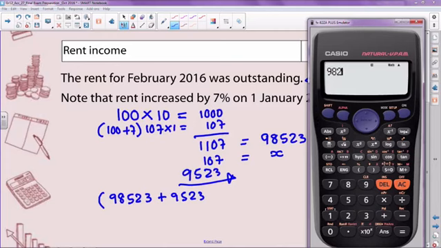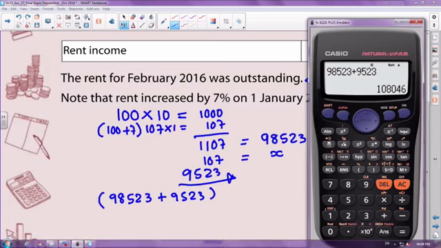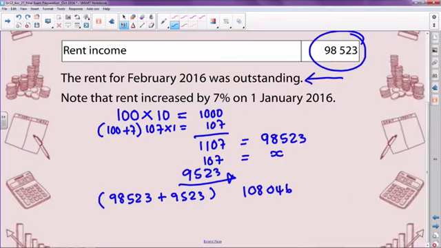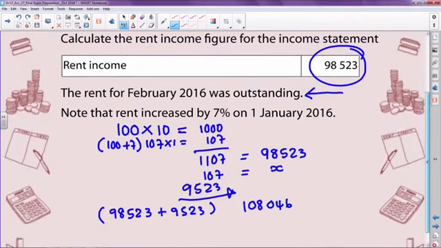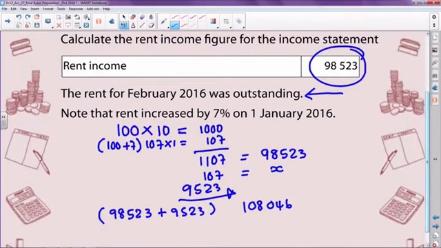98,523. Those figures are not right. 98,523 plus 9523, and that is equal to your new rental figure of 108,046. Right, so this means therefore that your rental was outstanding for 1 month, and therefore your double entry was a debit to accrued income, a credit to rent income, and there's your new rent income figure. Clear, guys? Okay, let's move on to the next question.